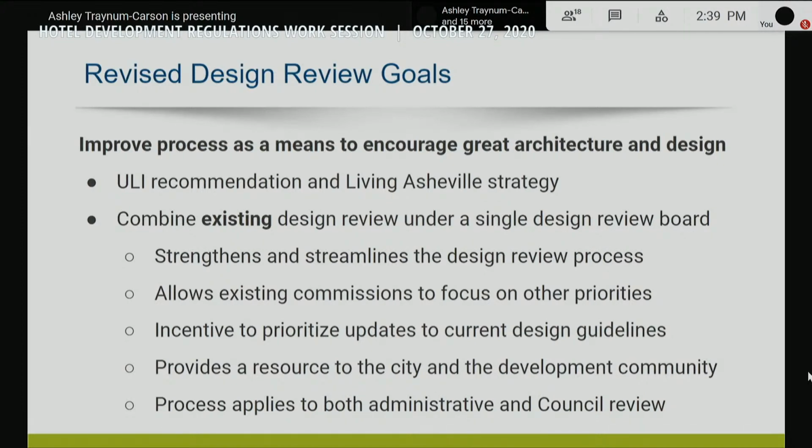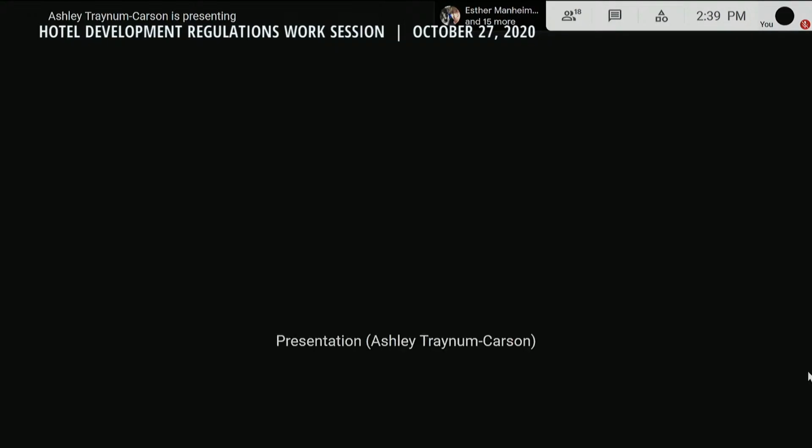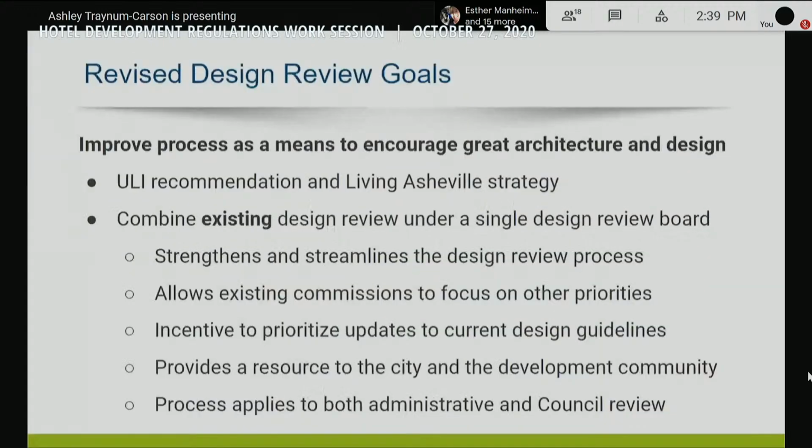We feel like this would help to strengthen and streamline the design review process and allow those commissions to focus on other priorities related to socio-economic issues within those areas, for example. Combining the design review processes into one single design review board would also apply administrative or staff level review and council review. And I'll talk about that a little bit later in the presentation.